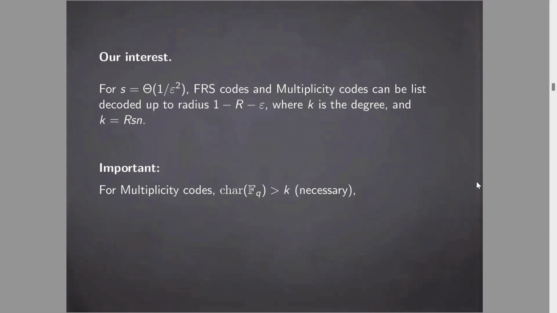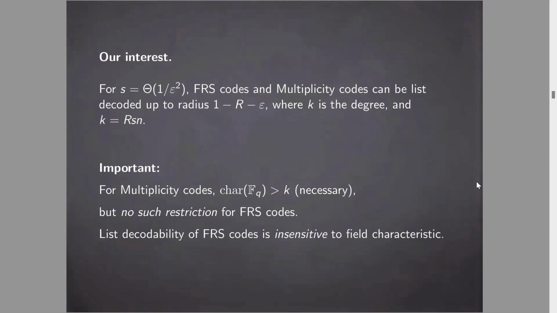In fact, this restriction is necessary. The result by Ben-Sasson and others, which showed that there are counterexamples to list decoding Reed-Solomon codes beyond the Johnson bound, we can actually lift these counterexamples to give counterexamples for multiplicity codes as well when the characteristic is very small. However, such a pathology doesn't arise when we consider folded Reed-Solomon codes. These are list decodable up to capacity without any such restriction. In other words, the list decodability of FRS codes is insensitive to field characteristics. And it is this insensitivity that we are really interested in.